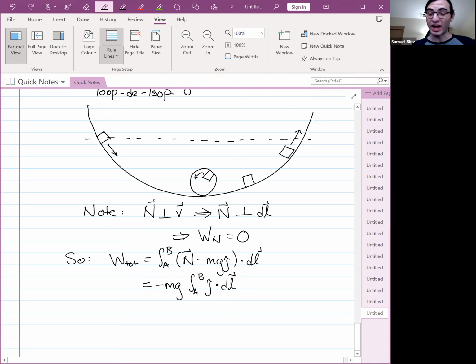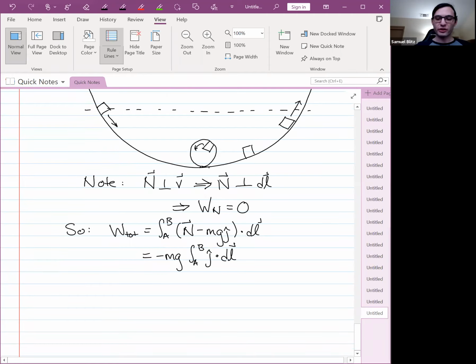And now this is a lot easier to handle. You don't have a normal force always changing directions. You don't have to integrate along the entire path, because this is a lot simpler of an integral to do. Now there is still some difficulty.